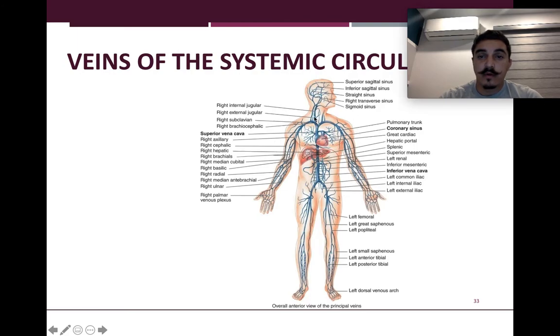Right, internal jugular, pulmonary trunk, coronary sinus, right in there. Just take a look at these. Try to memorize them, but I know it's a lot. But I feel like if you remember the bones and the muscles, you remember these as well.